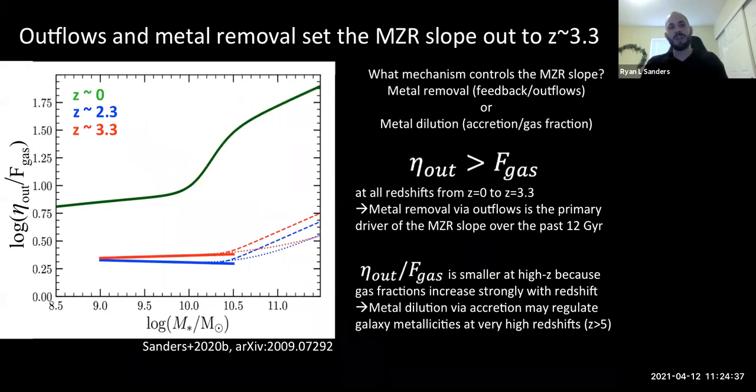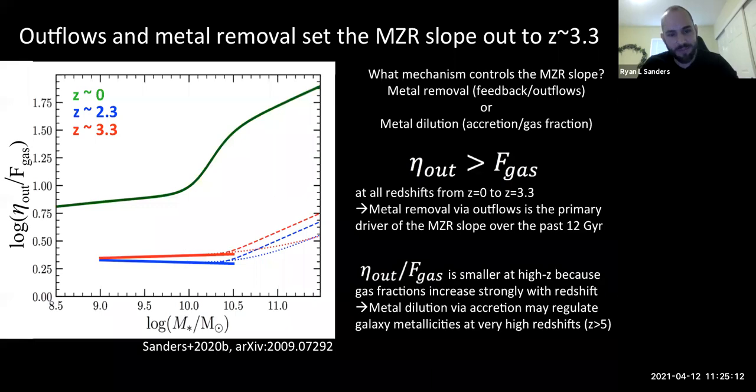Now, one question we could ask is what is controlling the slope of the mass metallicity relation here? Is it the metal removal mechanism or the metal dilution mechanism? And to answer this question, we can compare the mass loading factor with the gas fraction, which is shown in this plot here, the ratio of the two. And we find that at all redshifts, the mass loading factor is larger than the gas fraction. And this tells us that it's actually the outflows and the metal removal mechanism that is the dominant driver of the shape of the mass metallicity relation at all of these redshifts.